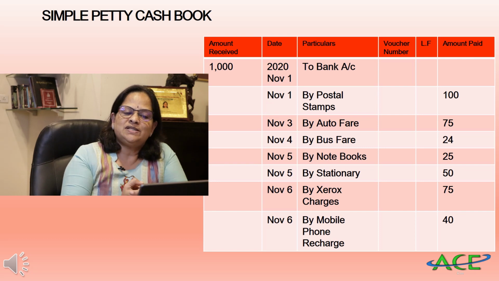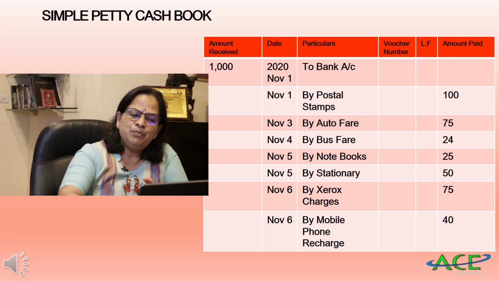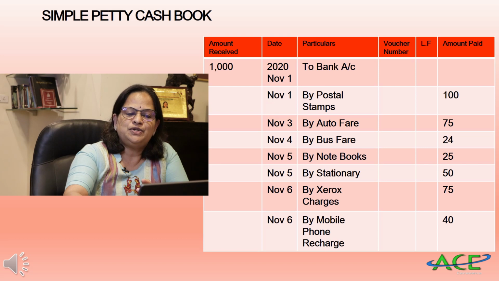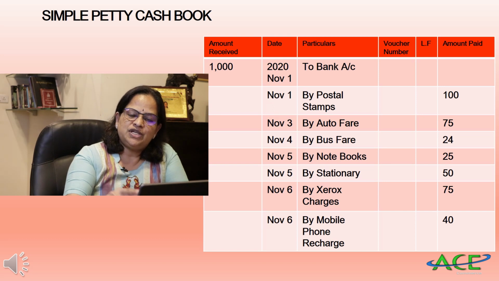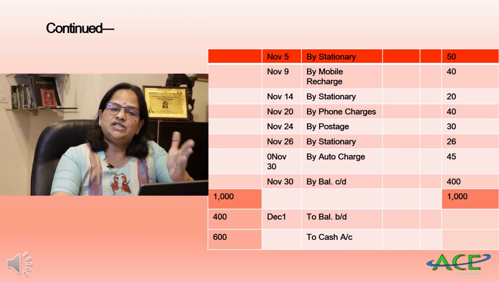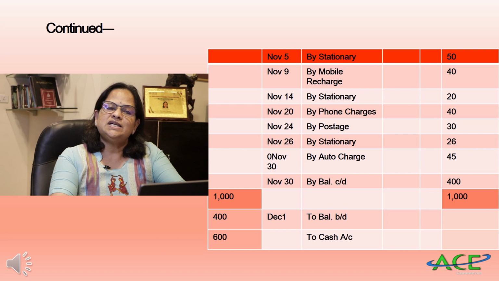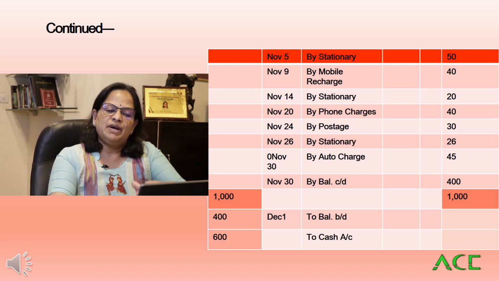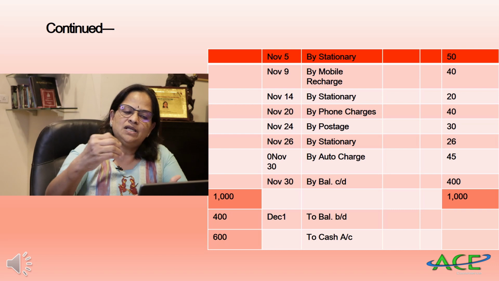Now what all expenses they have incurred. By postal stamps, in the amount paid column 100 rupees you will write. By auto fare 75. By bus fare 24. By notebooks 25. By stationery 50. By Xerox charges 75. By mobile phone recharge 40. By stationery 50, by mobile recharge again 40, by stationery 20, by phone charges 40, by stationery 26, by postage 30, by auto charge 45. Now these are the expenses.